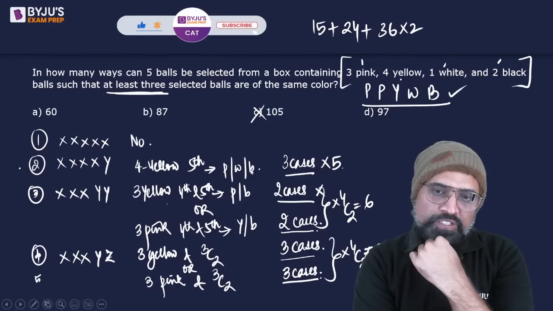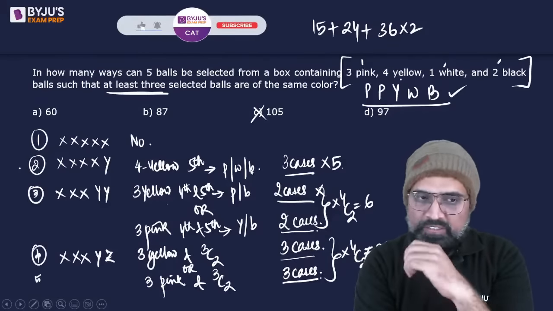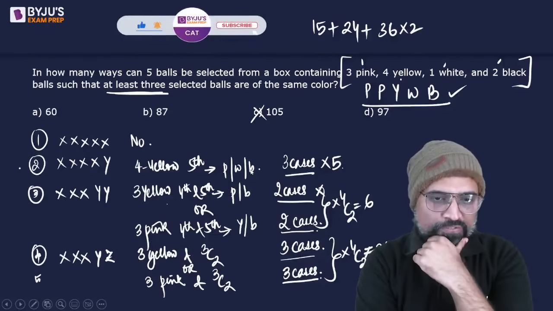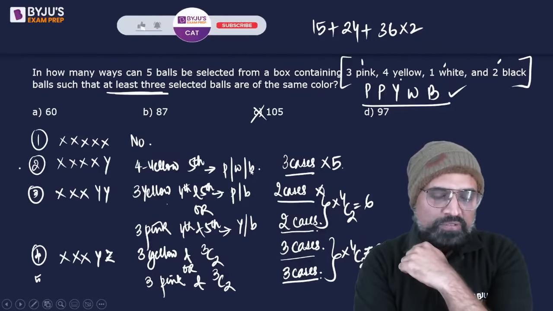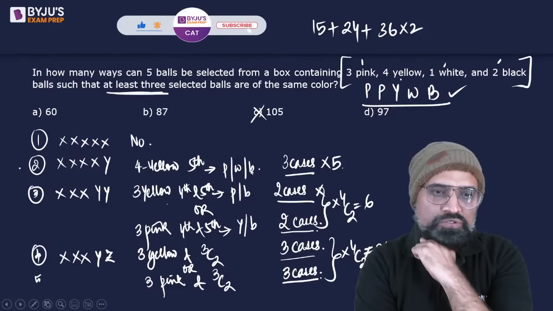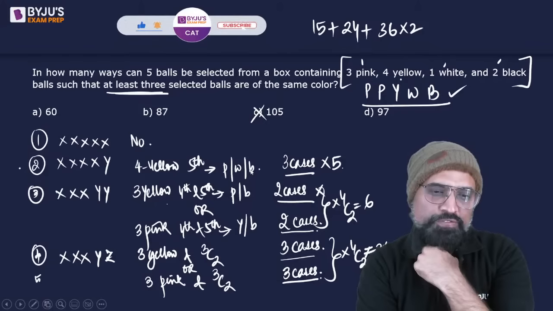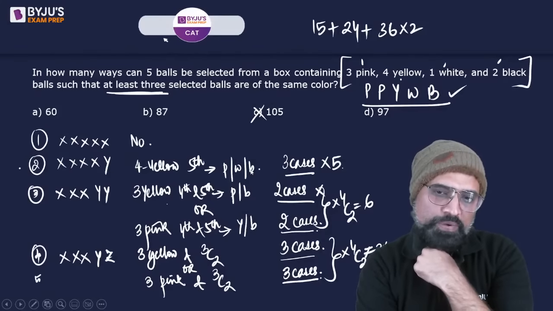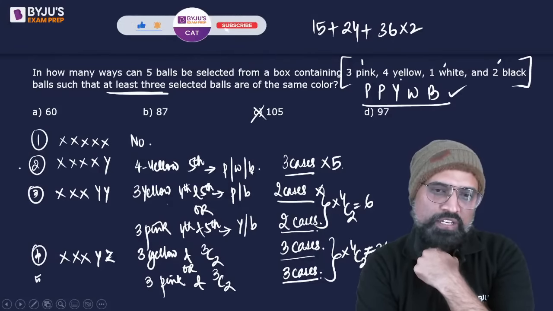Fifth could be 3 possibilities, 3 cases that can go in 5 ways. Then we can have 3 yellow or 3 pink, because those many we have.